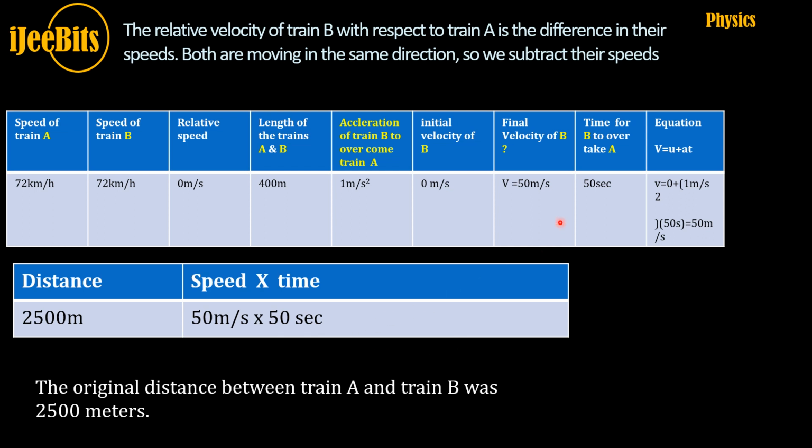Since we know the speed of train B and the time it took to cross train A, 50 into 50, we get 2500. We get the distance between the trains. The original distance between train A and train B was 2500 meters.